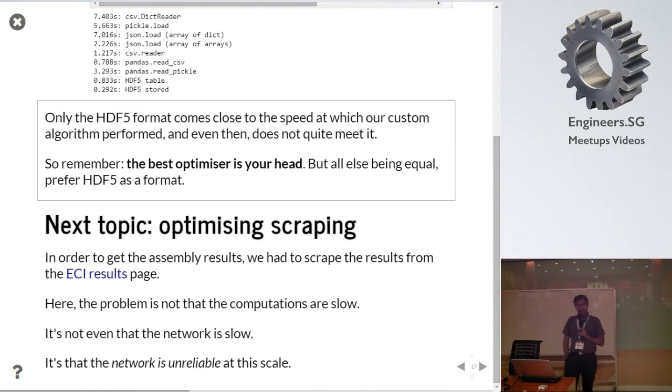But the thing is here that it's not the computations that are the bottleneck. It's not even that the network is slow. The number of PDF files was tens of thousands. It wasn't massive, and the network was reasonably fast. The problem really was that the connections would break, and you would have to recreate that environment. So ideally, you don't want to have to restart the scraping from scratch.